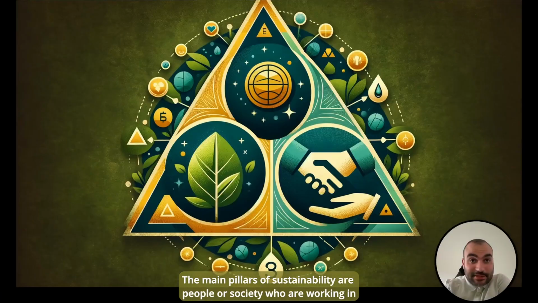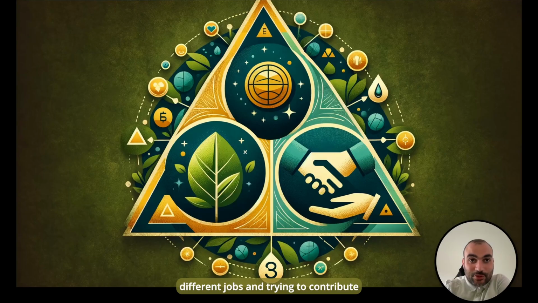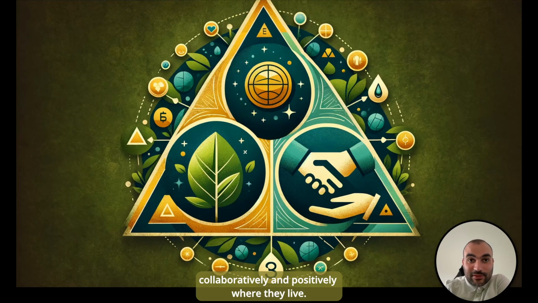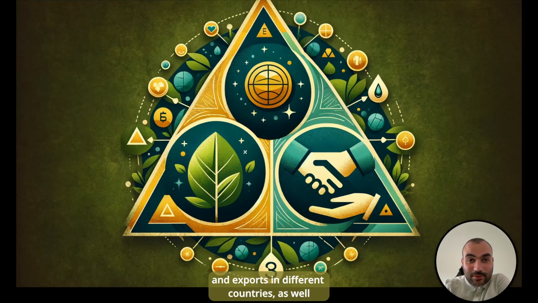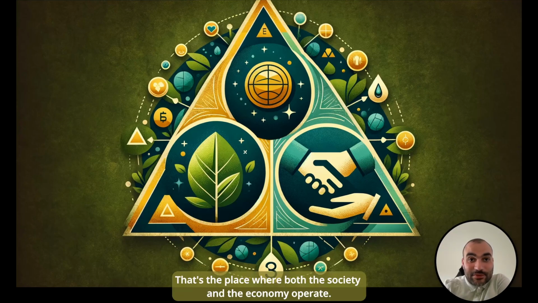The main pillars of sustainability are people or society, who are working in different jobs and trying to contribute collaboratively and positively where they live, and they contribute positively to the economy, which takes into account the imports and exports between different countries, as well as the levels of employment and unemployment. It also accounts for the levels of taxation and the environment. That's the place where both the society and the economy operate.